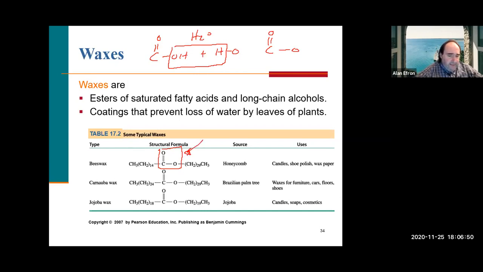So waxes are basically this. It's a long alcohol that has a lot of carbons attached to it, and a long chain fatty acid, which is a long chain carboxylic acid, that come together to make some different types of waxes that you're probably familiar with. There's beeswax, carnauba wax as well.